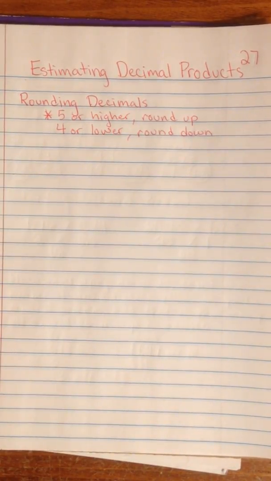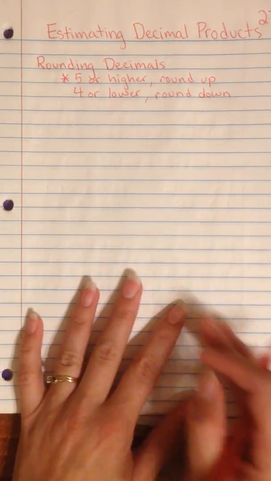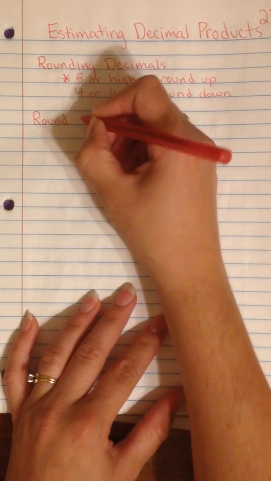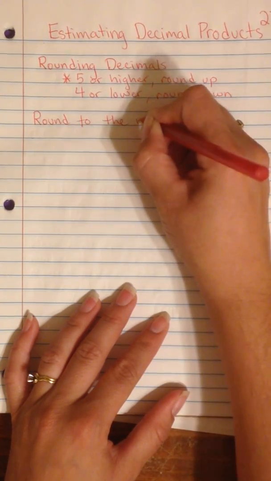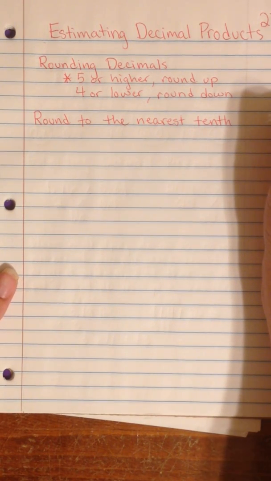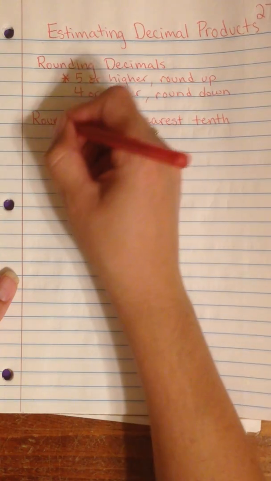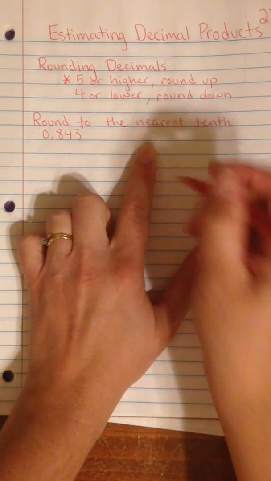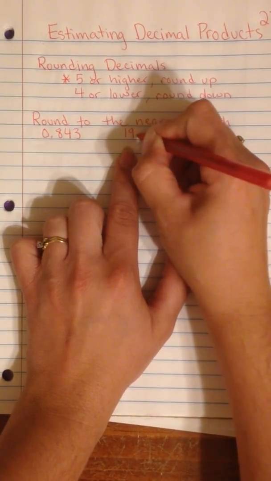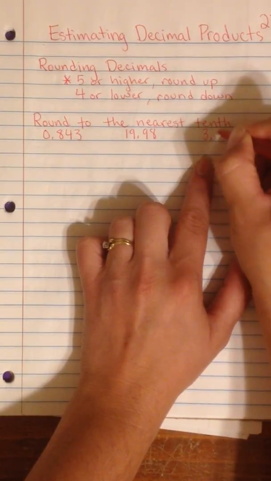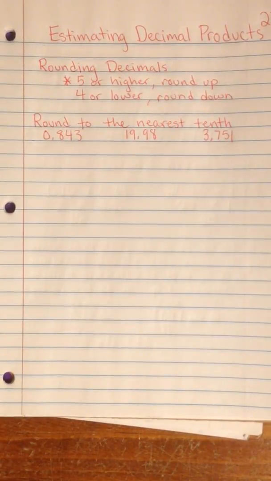So we are going to focus only on rounding to the tenths place, but if you're asked to round to the hundredths or the thousandths, you will need to look at that carefully. So for these examples, we are just rounding to the tenths place. So round to the nearest tenth. We're going to write 3 numbers and then we're going to go through and round them to the nearest tenth. Okay, first one I want you to write is 0.843. The next one I want you to write is 19.98. The last one I want you to do is 3.751.